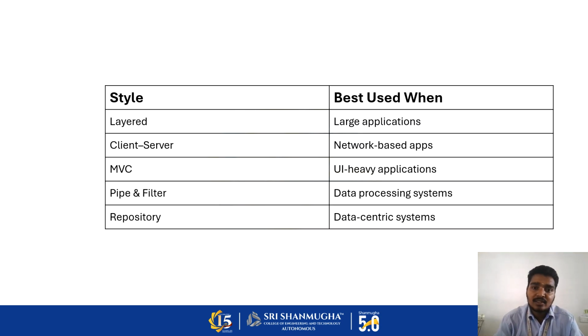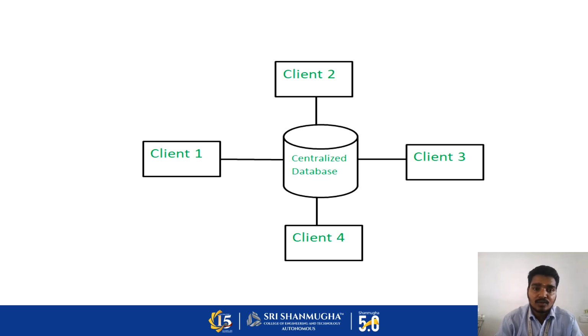So we are using these kinds of styles further. First we see the layered style, which is used for large applications. Client-server is for network-based applications, and MVC, model view controller, is for UI-heavy applications. Next, pipe and filter is used for data processing systems. Then the repository is used for data-centric systems. So they are the basic styles of software development models.